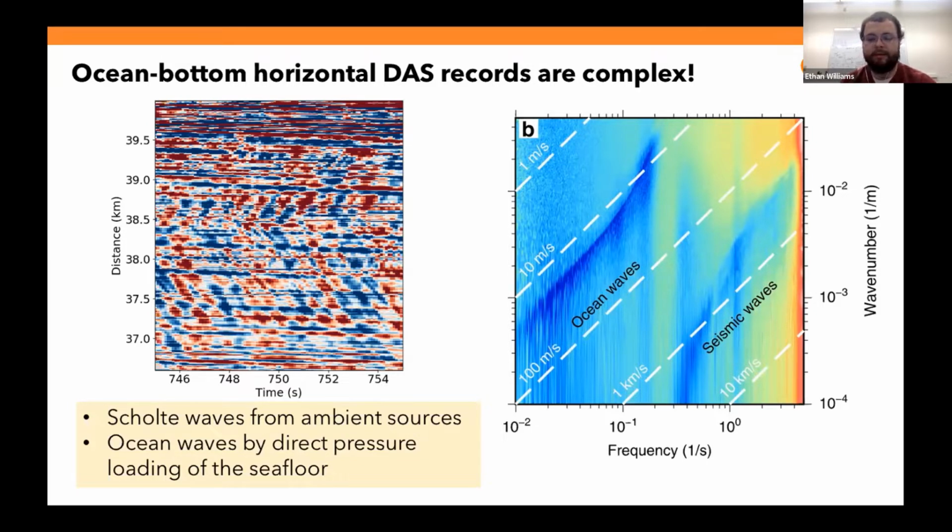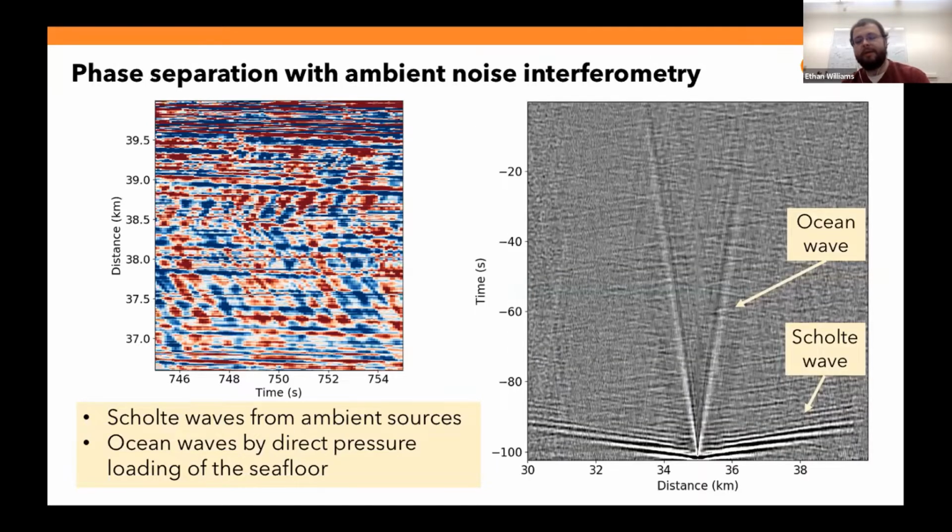and making velocity measurements. And so if we apply that to this data set, by cross-correlating one channel here at 35 kilometers with a broad swath of channels across 30 to 40 kilometers on this cable, you can see very clearly that we get something simulating an active source shot. But there are 2 different wave phases.